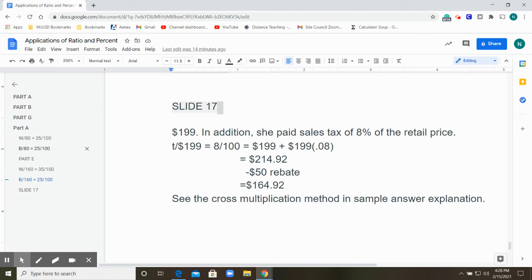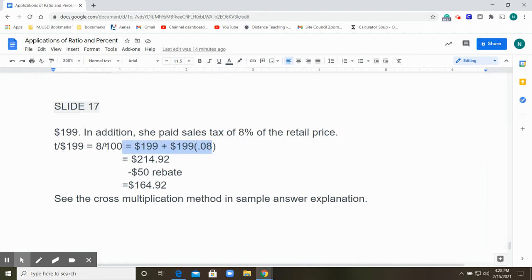So $199, she paid 8% sales tax of the retail price. So that is the tax over 199, which is equal to 8 over 100. Sorry, I don't know why my screen shifted like that. Which is the same as saying 199 plus 199 times 0.08, which equals $214.92.